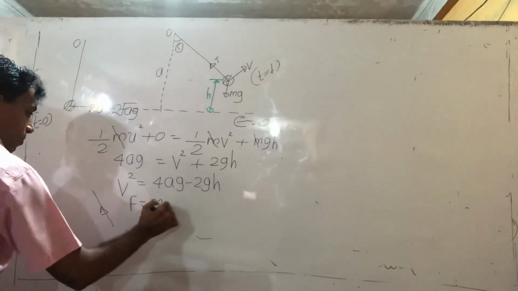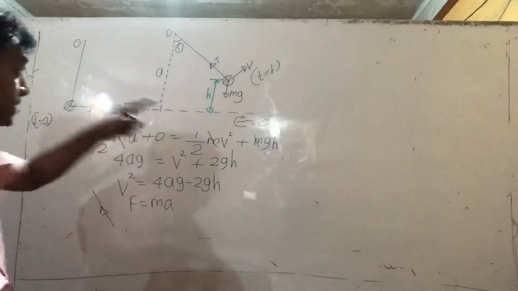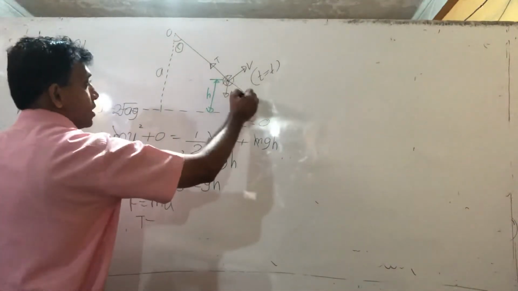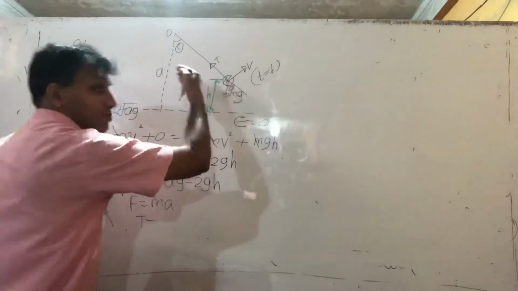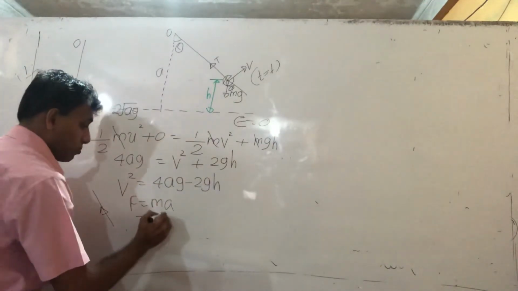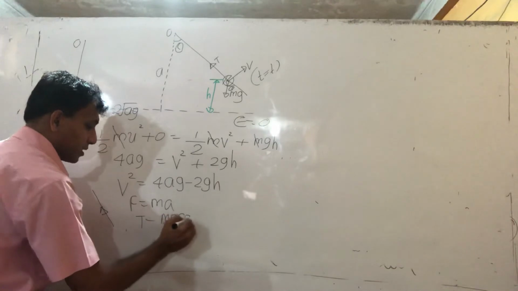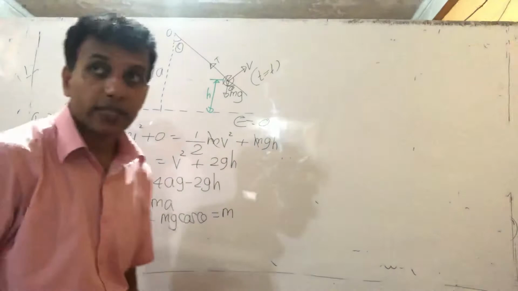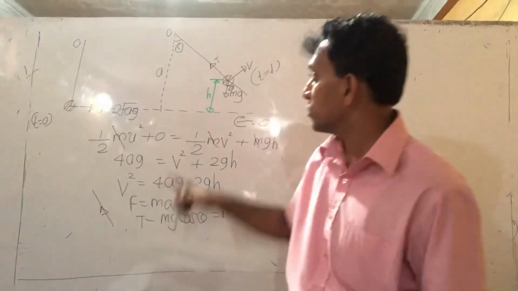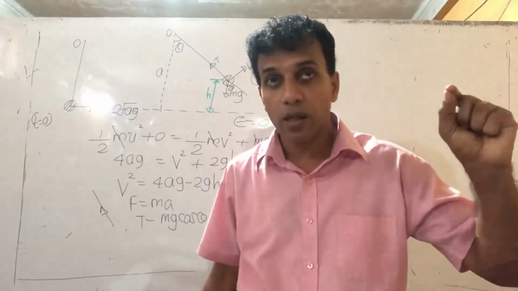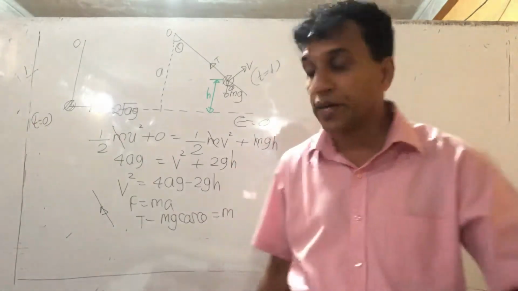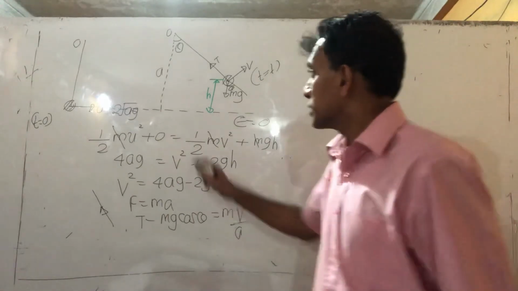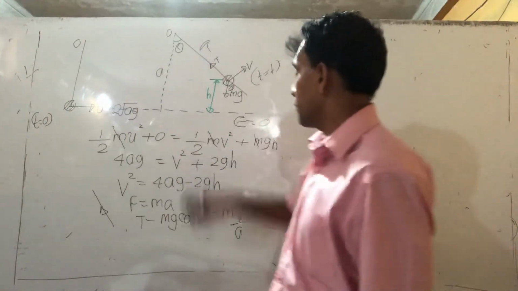Apply F equals ma. So what is that? T minus mg cos theta, here theta, okay? T minus mg cos theta equals mass m times the acceleration. Like this vertical circular motion, v is the tangent velocity, so the acceleration is v squared over radius. So v squared over a. This length is a, right?